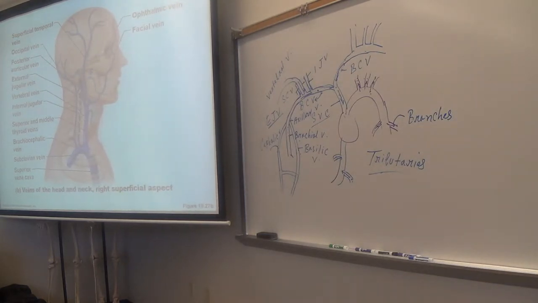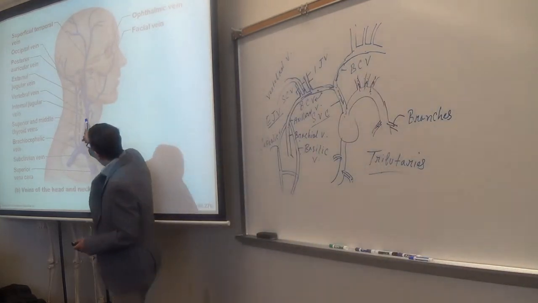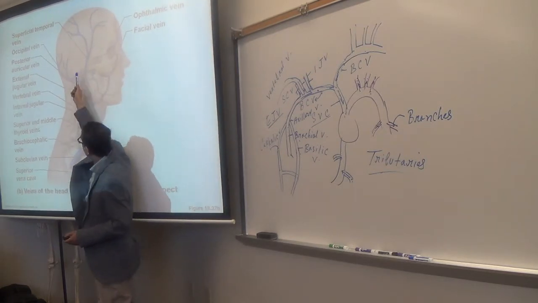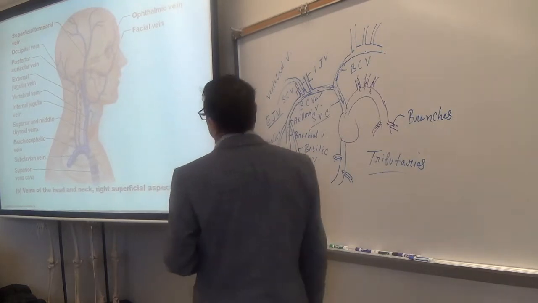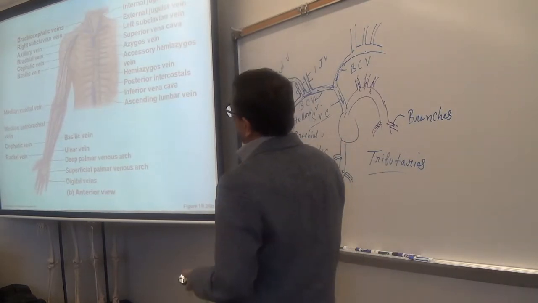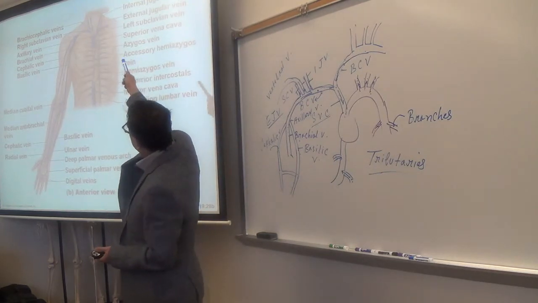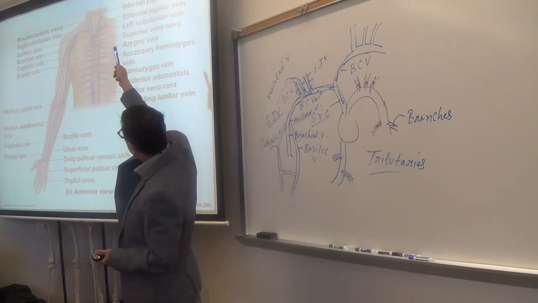You see, internal jugular mostly goes into the brain. This is the internal jugular. The large part of it goes inside the skull. There are small branches that go to the outside. Here you see again superior vena cava, right and left brachiocephalic, and then subclavian, internal jugular, external jugular.